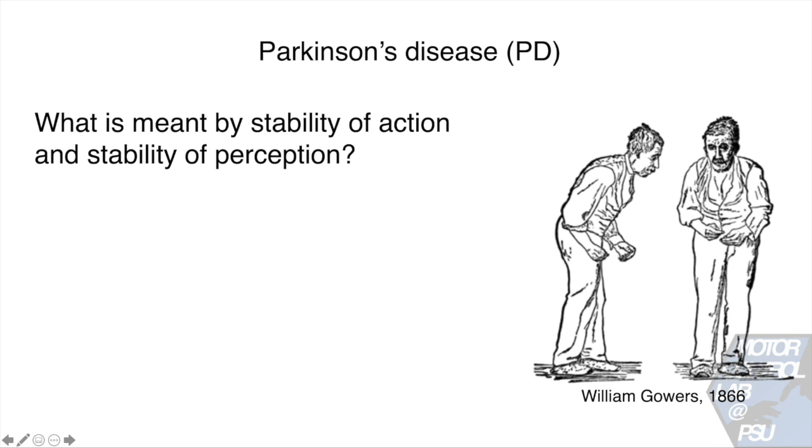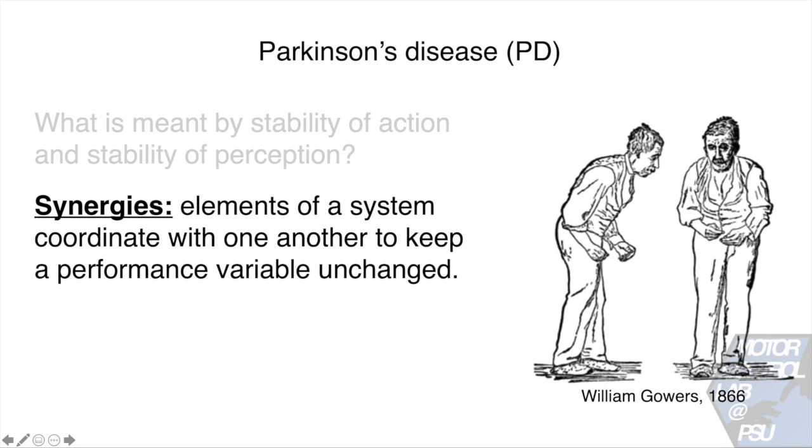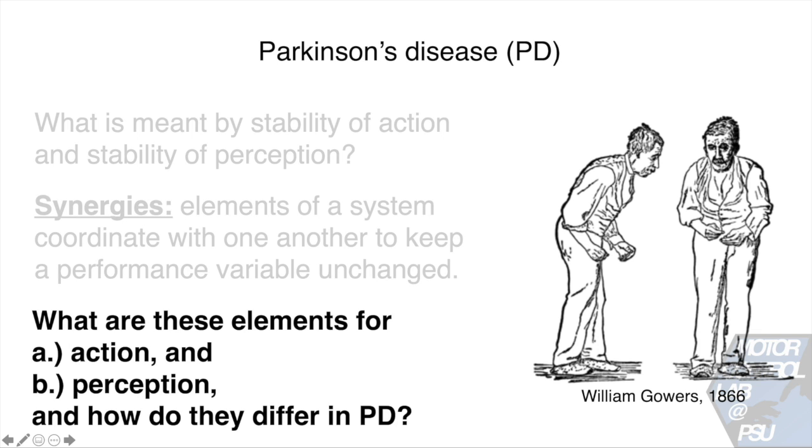We should define our terms here. What is meant by stability of action and stability of perception? Well, stable systems entail the use of synergies. A system is said to have a synergy when its elements coordinate with one another to keep a performance variable unchanged or stable. So what are the elements of action and perception, and how does Parkinson's disease affect them?